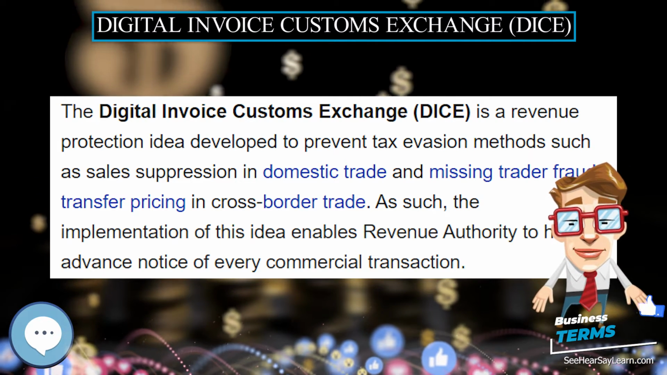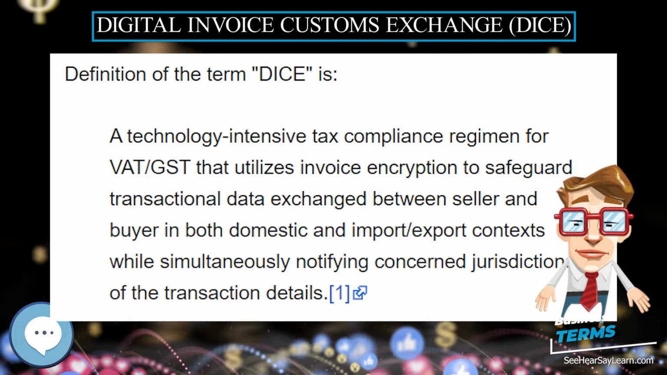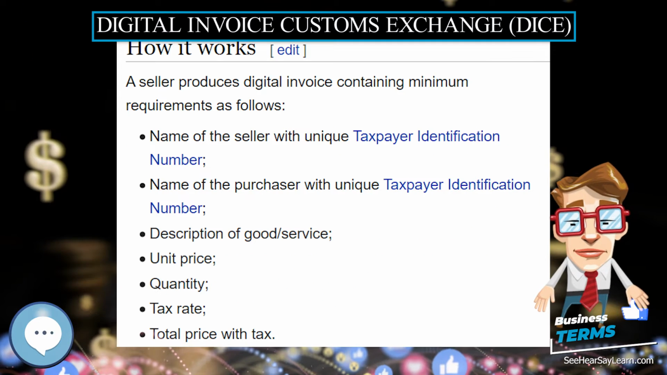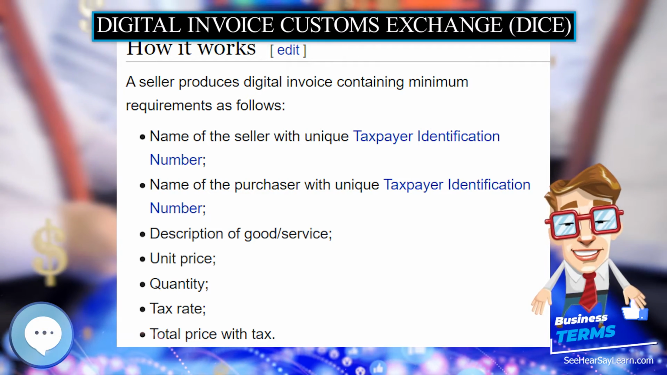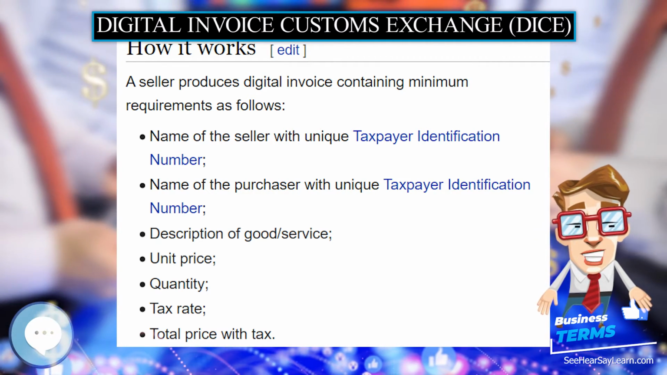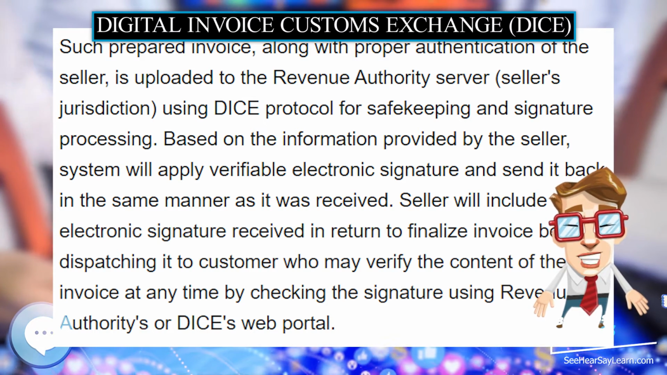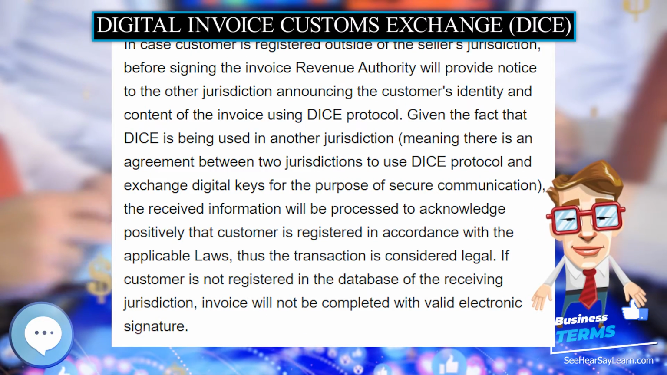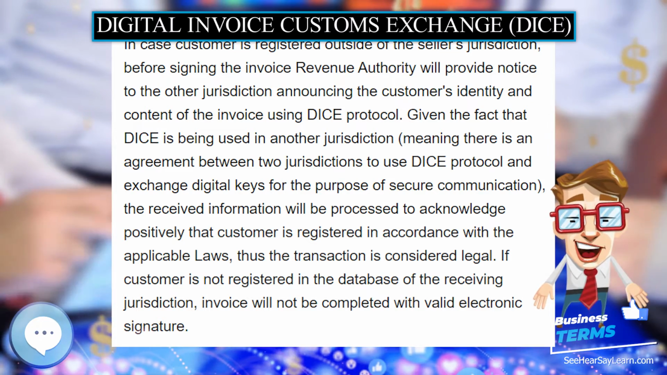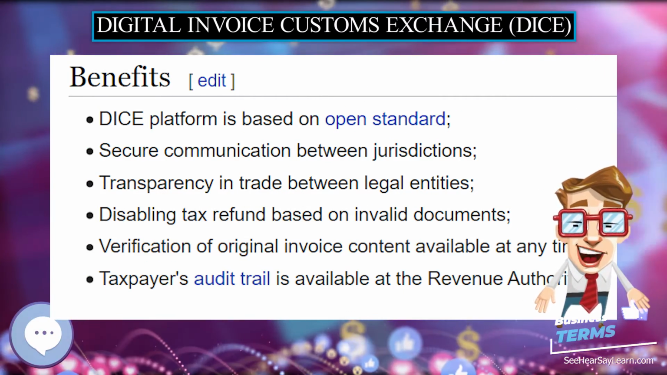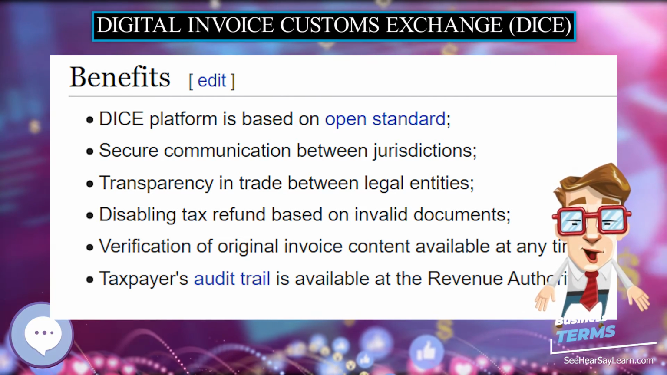A seller produces digital invoice containing minimum requirements as follows. Such prepared invoice, along with proper authentication of the seller, is uploaded to the Revenue Authority server, seller's jurisdiction, using DICE protocol for safekeeping and signature processing. Based on the information provided by the seller, system will apply verifiable electronic signature and send it back in the same manner as it was received.